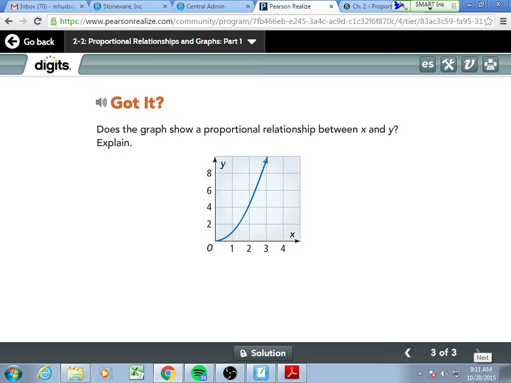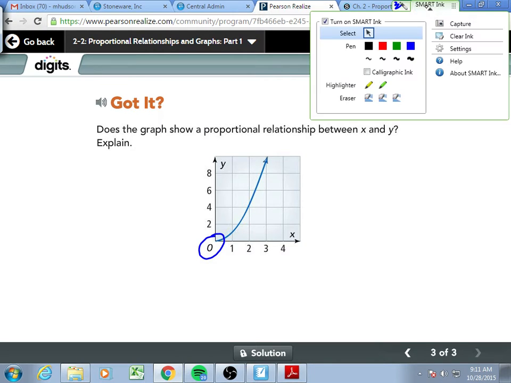No. Why? It may go to the origin, but it literally curves. Yeah, it curves. To be a proportional relationship, it would have to go straight in one direction. Some people say this starts to look straight, but it's still curving. It's a very small amount of curve. It'll end up looking almost like it's going straight up. But obviously there is a curve down here. It is not proportional.